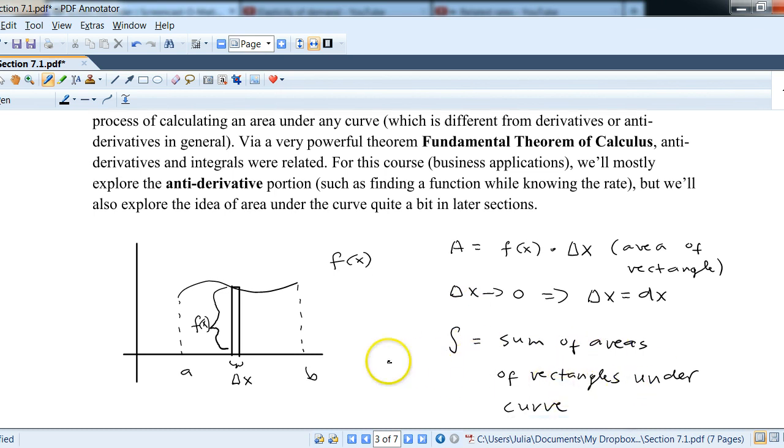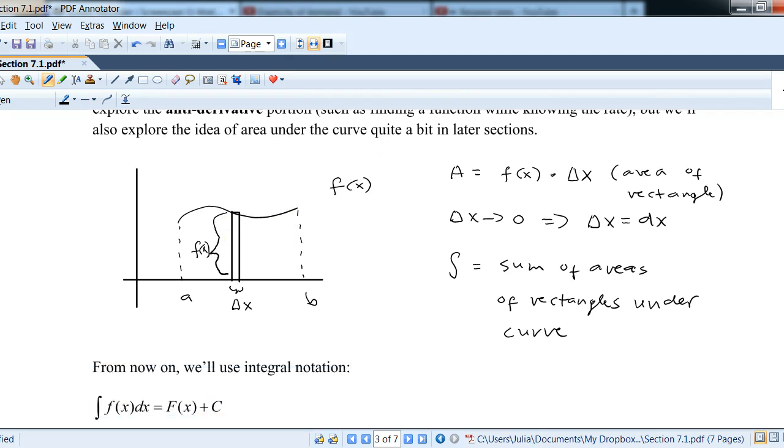So for the integral, that sum actually approaches infinity. You're trying to squeeze in as many infinitesimal rectangles as you possibly can. And I'll show you again a little bit more visually with a little applet a little bit later.